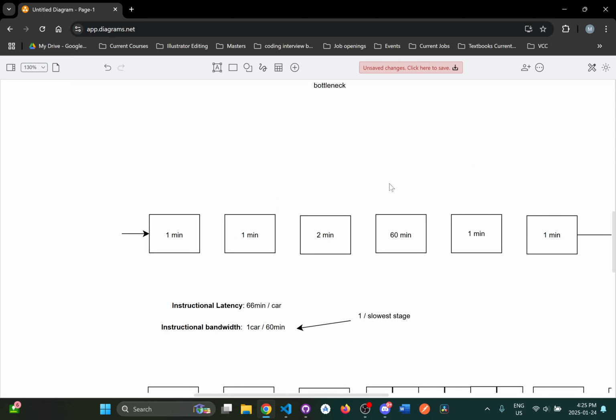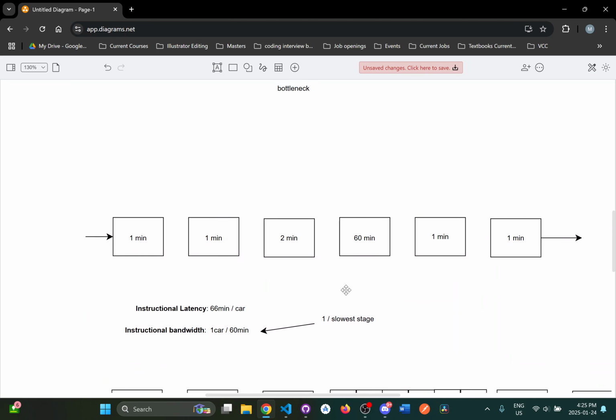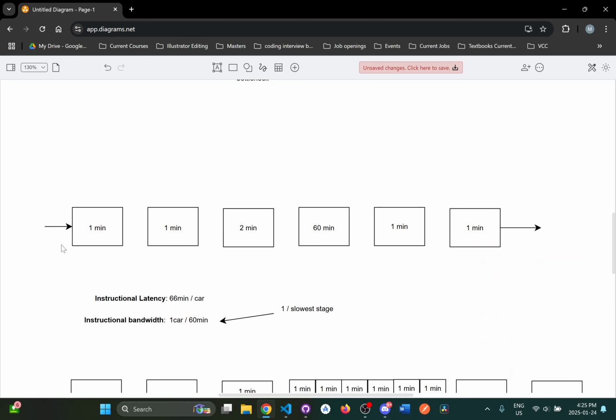If we go down here, we can do the calculation first. We have this pipeline where it takes 1 minute, 1 minute, 2 minutes, 60 minutes, and then 1 minute and 1 minute. If we add this all together, the instruction latency is however many minutes that entire pipeline takes. So it takes 66 minutes for one car to go through. So 66 minutes per car.